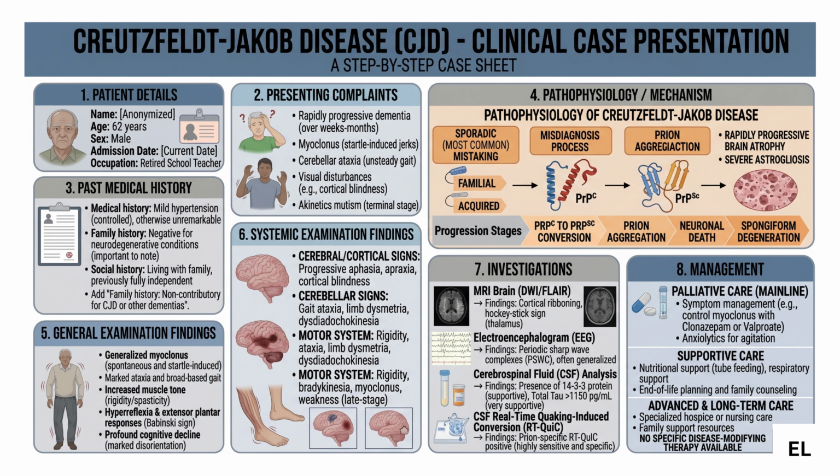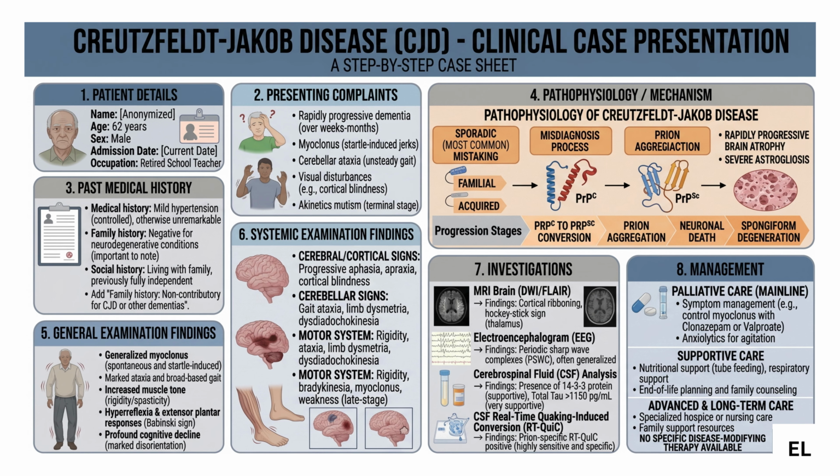Now we move to Section 4, Pathophysiology and Mechanism. The central cause of Creutzfeldt-Jakob disease is the accumulation of abnormally folded proteins known as prions. Prions are unique infectious agents because they contain no DNA or RNA. Instead, they consist solely of misfolded proteins that can induce other normal proteins to misfold.